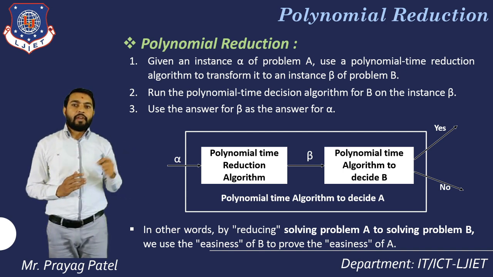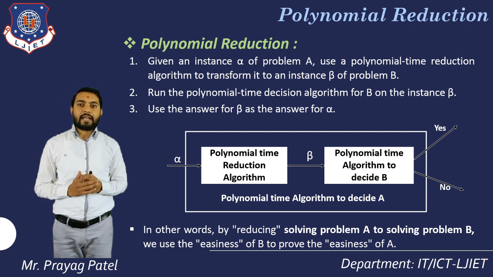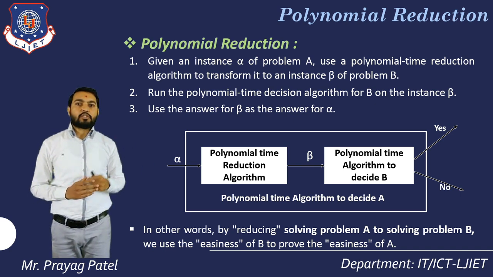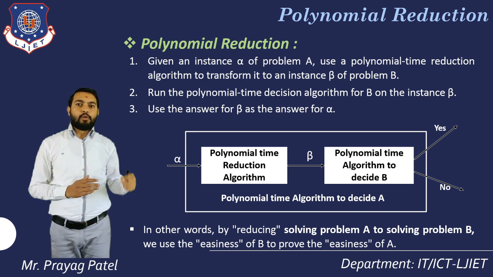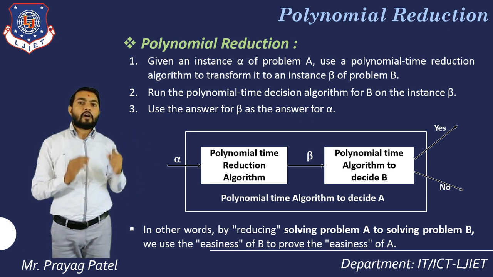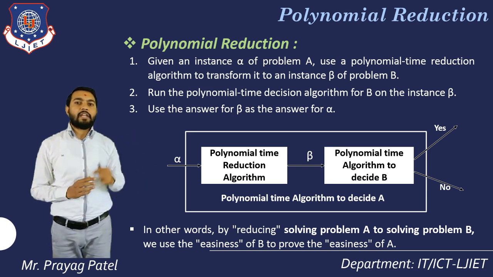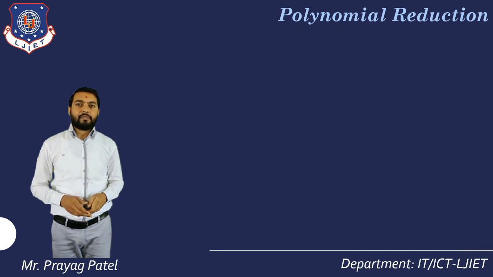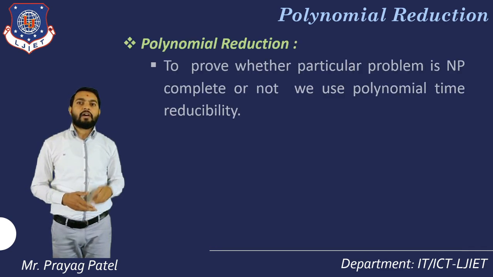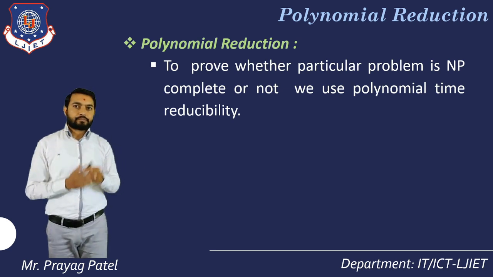In other words, we can define the polynomial reduction as: by reducing the problem of solving A to the problem of solving B, we use the easiness of B to prove the easiness of A. So this is called the polynomial reduction. Now why do we use the polynomial reduction? Why do we require it?